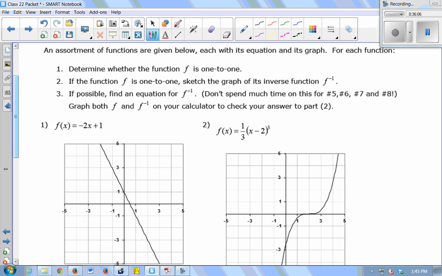And don't try to actually do this for 5, 6, 7, and 8 because we don't have the algebraic tools to do those algebraically. So 1 through 4, do part 3, and then drop part 3 for 5 through 8.